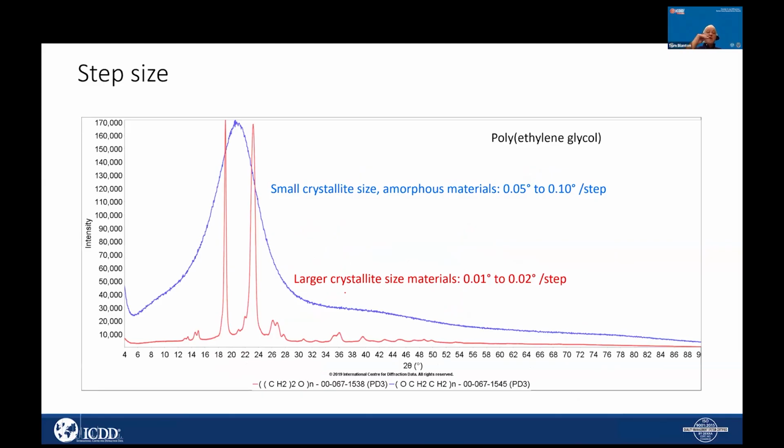Here's just an example here, polyethylene glycol. Low molecular weight is the blue pattern and it's amorphous. High molecular weight's the red pattern, it's semicrystalline. So for small crystallites, amorphous materials, a step size of 0.05 to 0.1 would be adequate in this case. For the larger crystallite size material, typically 0.01 to 0.02 is probably adequate to get the peak profile you need to see, as well as get the good background that you're looking for.